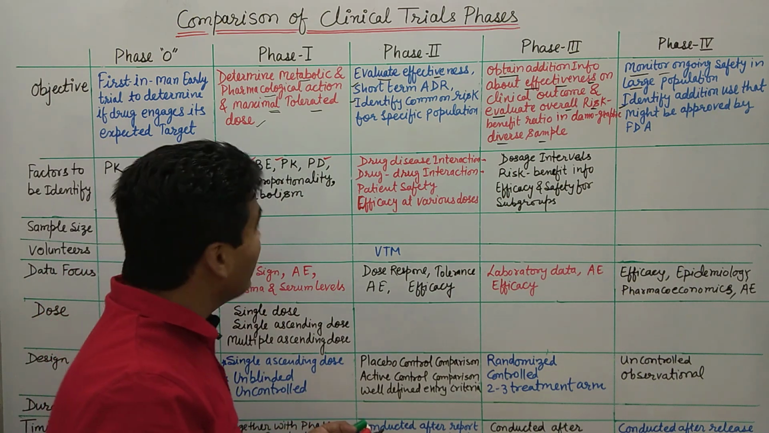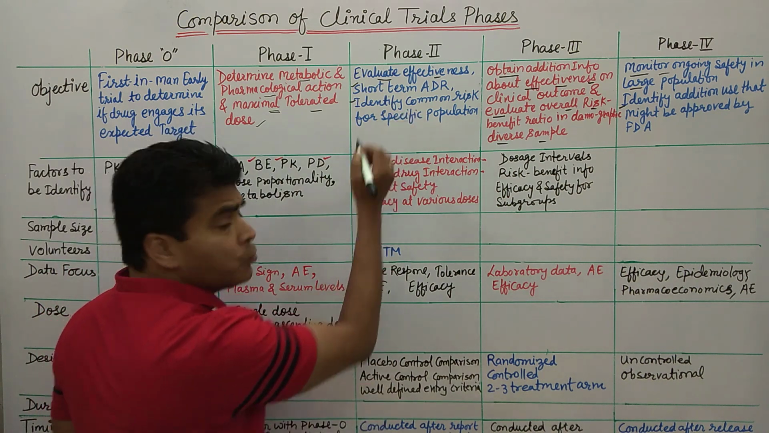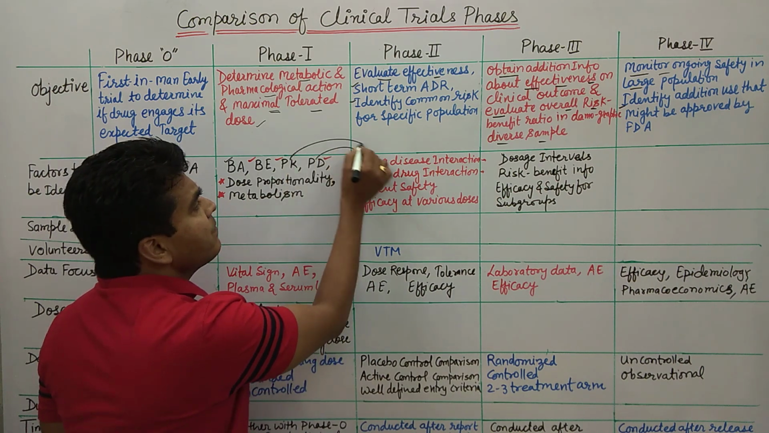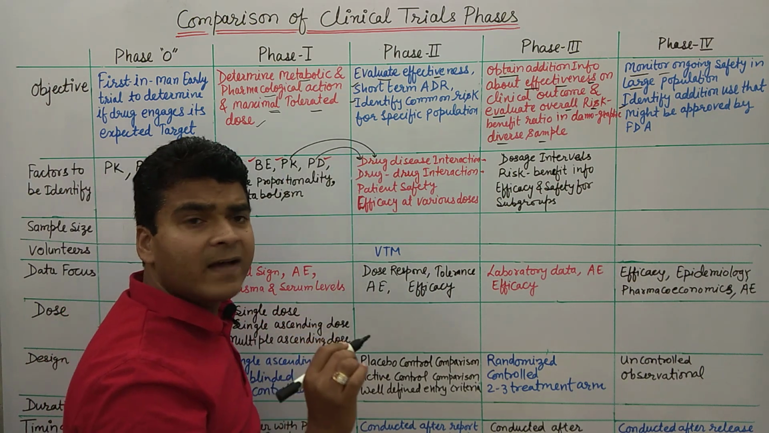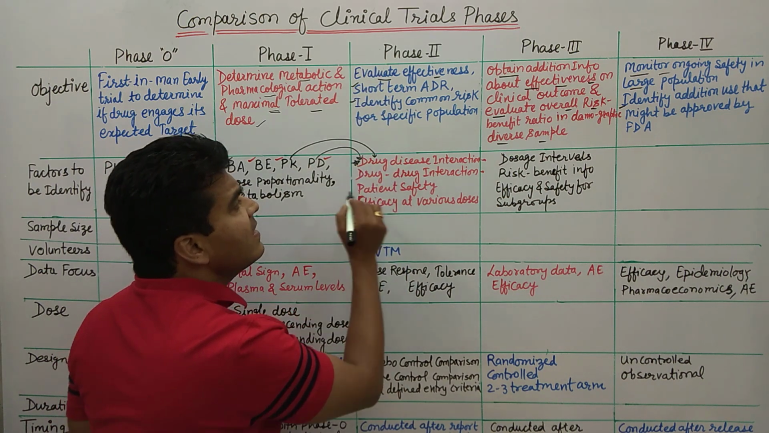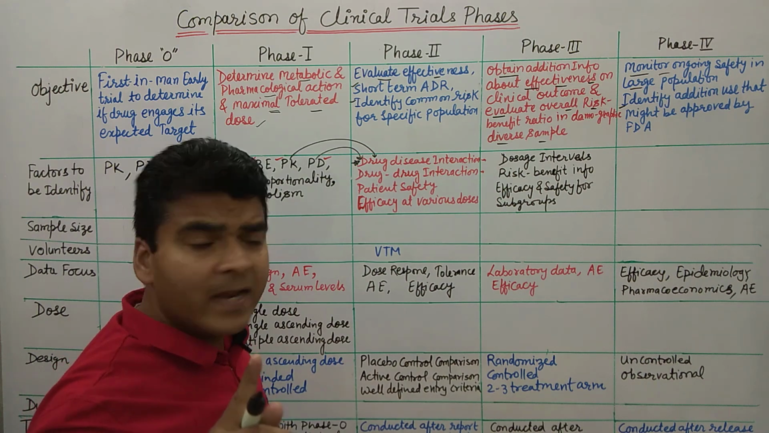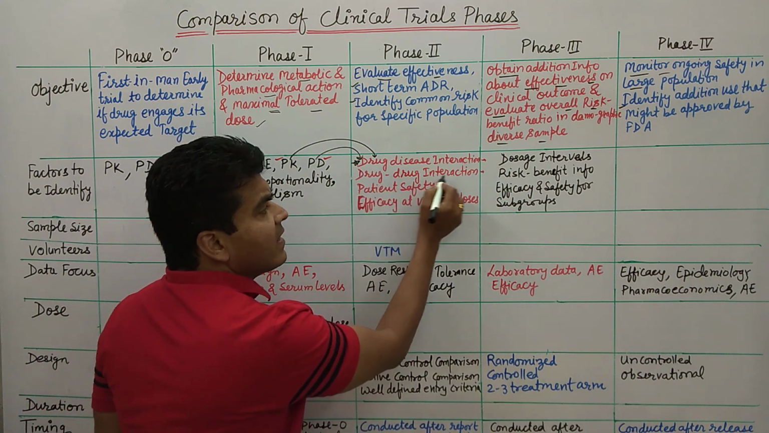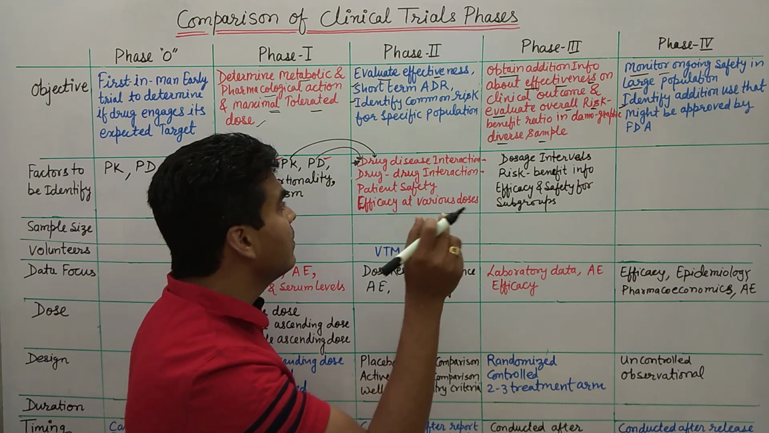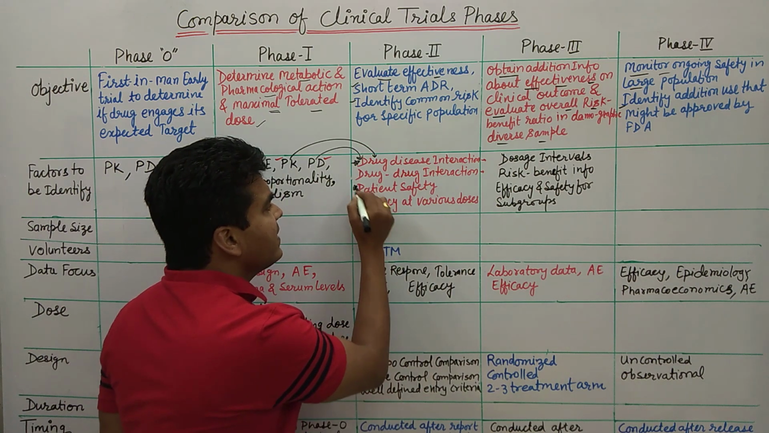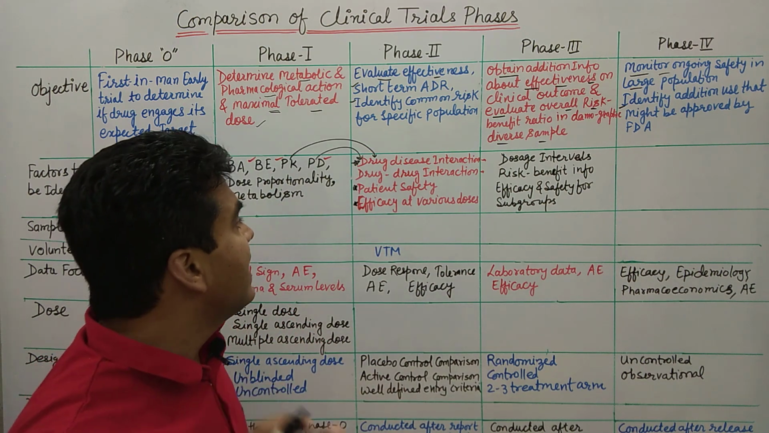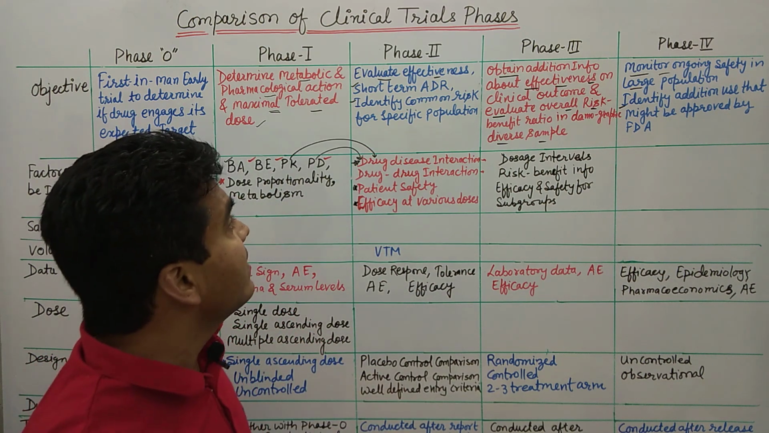Then if you're talking about phase 2, PD data and PK data we are also able to identify in phase 2, as well as drug-disease interaction and drug interactions. Clear? Drug interaction and drug-disease interaction. Okay. Then patient safety data and efficacy at various doses, that we are also able to identify in phase 2.